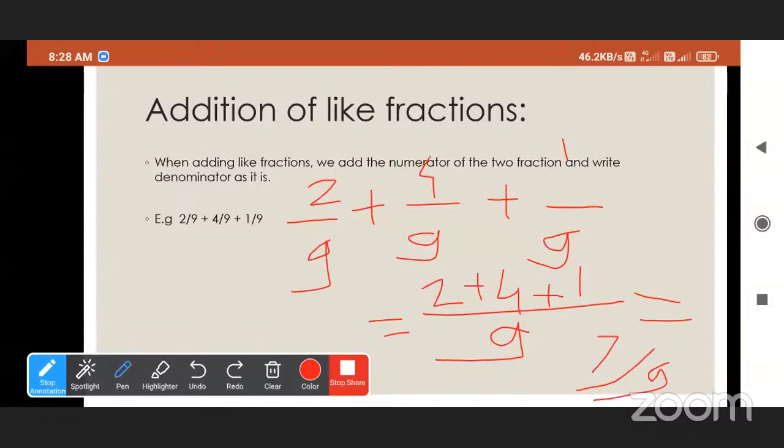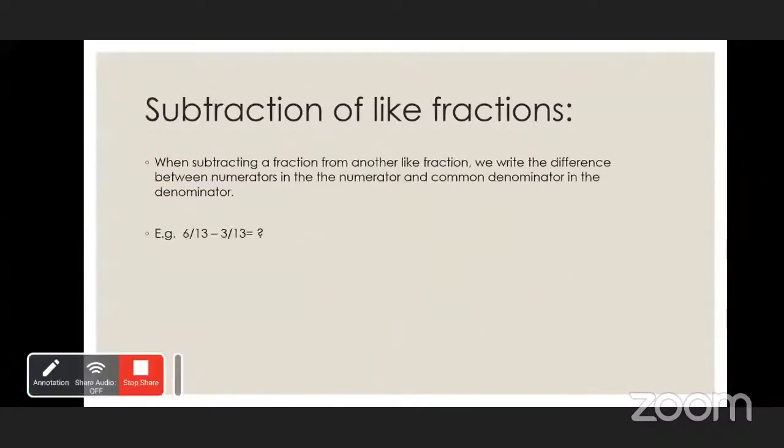So we have to add the numerator part only, and the denominator is as it is. So here the answer is 7 upon 9. See here. Now, subtraction of like fractions.